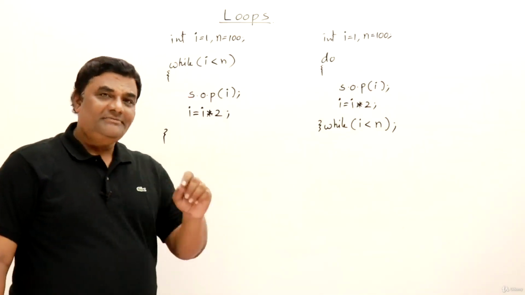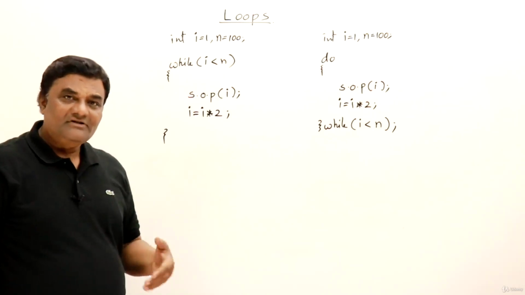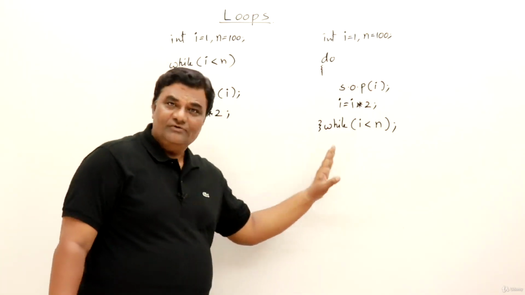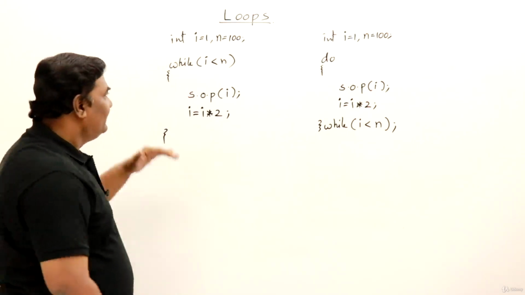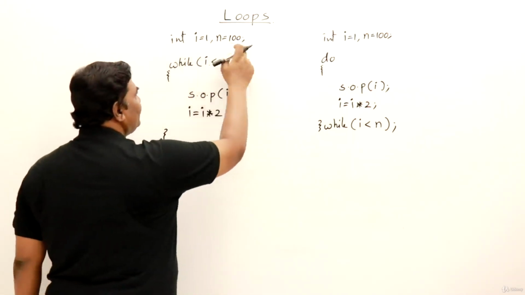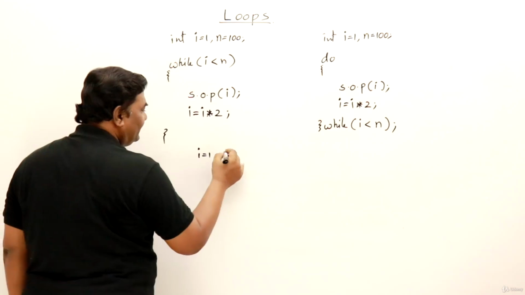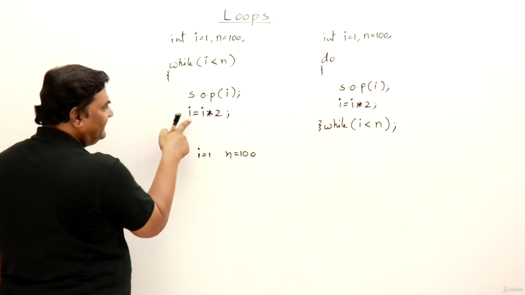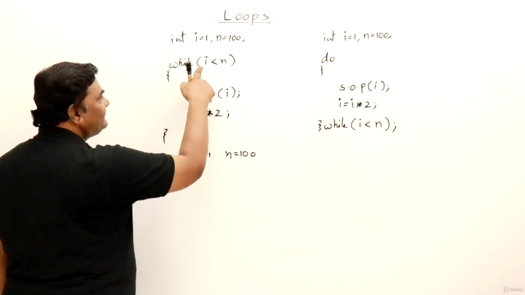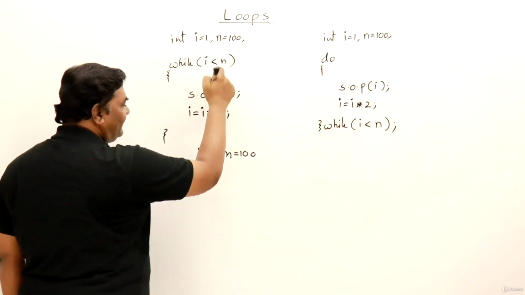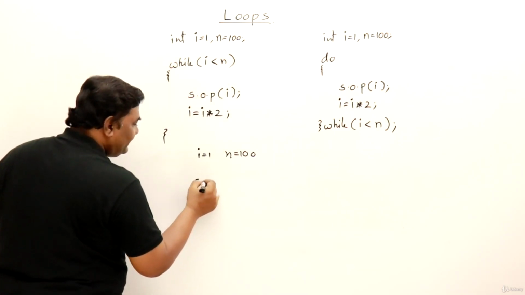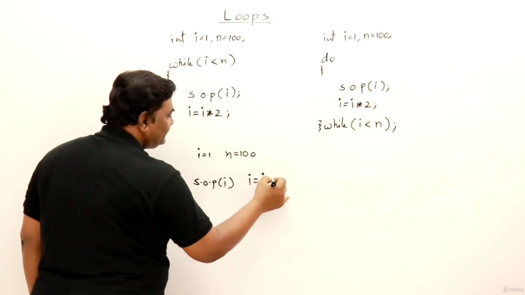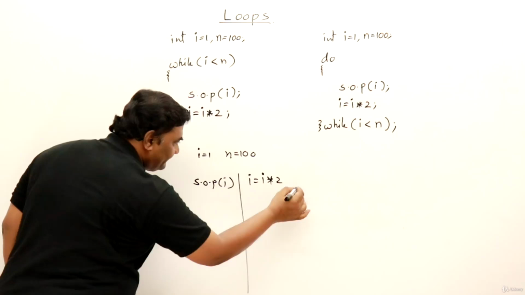Now here I have a simple piece of code for printing the numbers 1, 2, 4, that is powers of 2. I have written it using while as well as do while. Let us see the working of these. Here I have two variables i and n. i is initially 1 and n is 100. Now what it is doing, it is printing and changing the value of i, as long as i is less than n, which is 100. So it is printing the value of i and then changing the value of i, that is i into 2. These are the two steps.